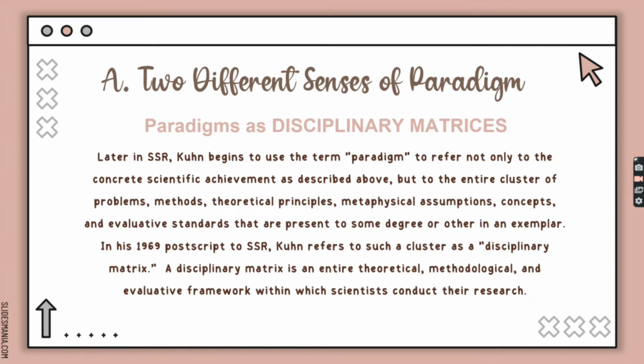A disciplinary matrix is an entire theoretical, methodological, and evaluative framework within which scientists conduct their research. This framework constitutes the basic assumptions of the discipline about how research in that discipline should be conducted, as well as what constitutes a good scientific explanation. According to Kuhn, the sense of paradigm as disciplinary matrix is less fundamental than the sense of paradigm as an exemplar. The reason for this is that the exemplar essentially defines by example the elements in the framework that constitutes the disciplinary matrix.